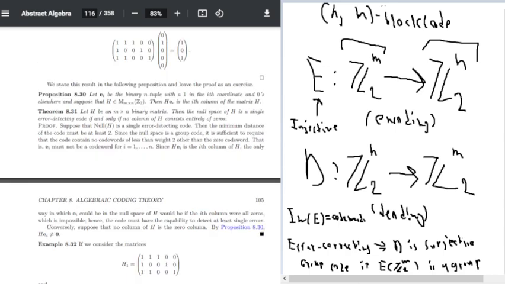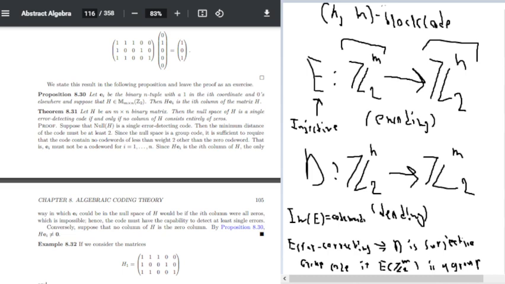Proposition 8.30. Let E sub i be the binary n-tuple with a 1 in the ith coordinate and zeros elsewhere, and suppose that H is an m times n matrix over Z mod 2. Then H E_i is the ith column of the matrix H. Wait, that's true for anything, if you have a basis. I don't know why they're asking us to prove it here, but I'll probably still prove it later, because it feels like a really good trip down memory lane.